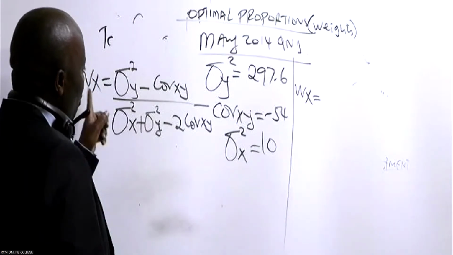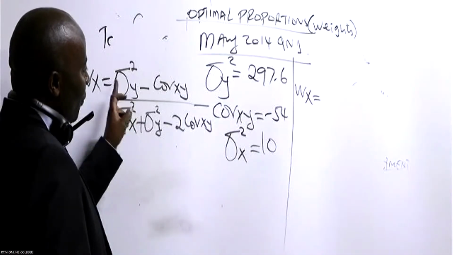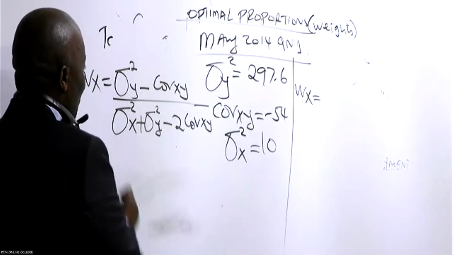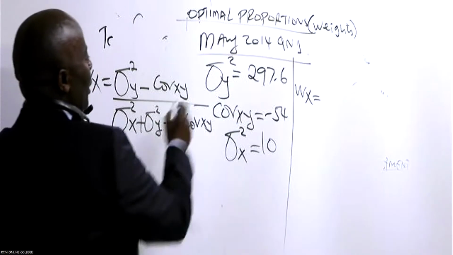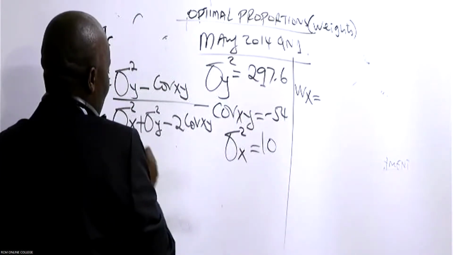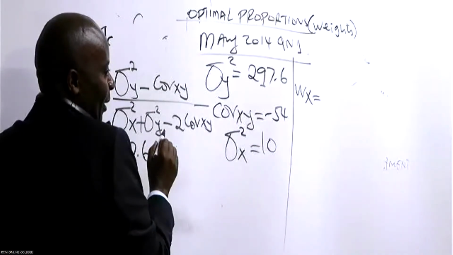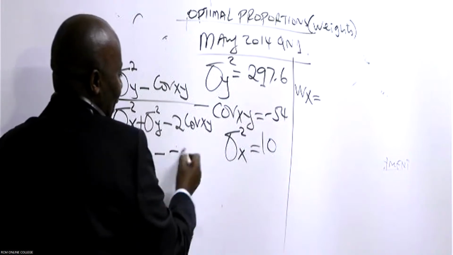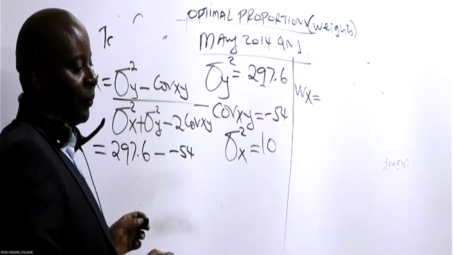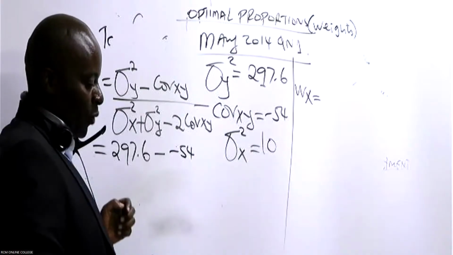So anytime they want us to give them weight of X, we shall always in the numerator start with a standard deviation of Y squared. Like in this question, if I try to plug in, are you able to see the variance of Y? I can see it is here, 297.6, minus covariance XY. So covariance XY itself is minus 54.